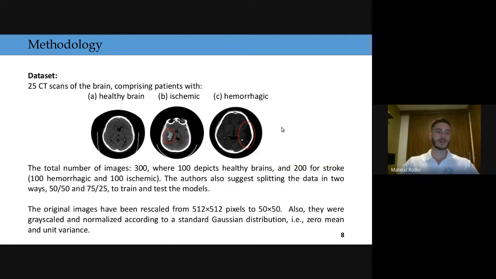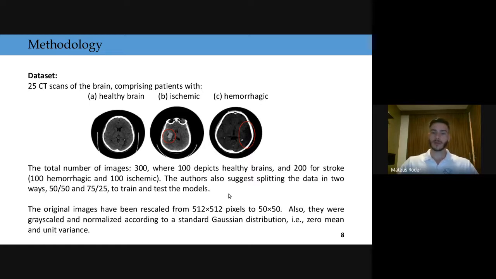The dataset has 25 CT scans of the brain comprising patients with a healthy brain, the first image, ischemic stroke, the middle image, and hemorrhagic stroke, the last image. The total number of images is 300, where the first 100 depict healthy brains, and the rest are equally divided into hemorrhagic and ischemic stroke.